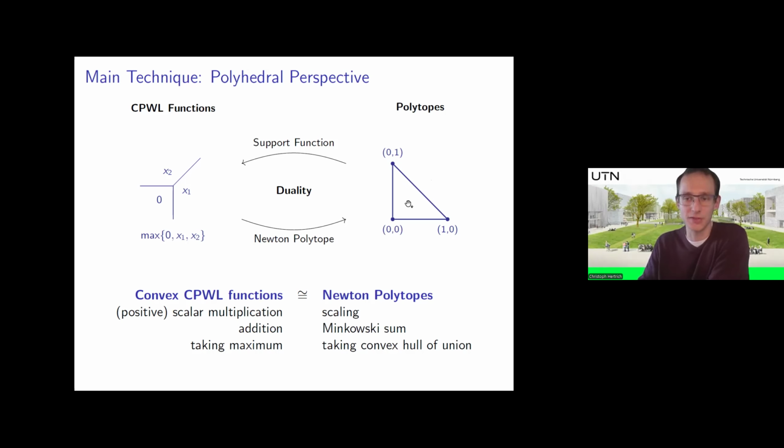So what is a Minkowski sum? A Minkowski sum of two polytopes is just the set of points that can be represented as the sum of a point in one polytope and a point in the other polytope. And the third operation is, if you take the maximum of two of these continuous piecewise linear functions, that corresponds to taking the convex hull. Any questions about this duality perspective?